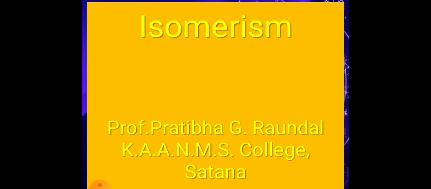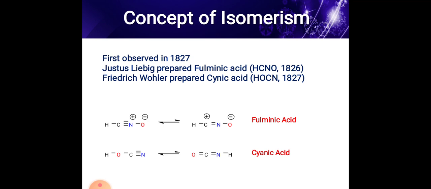Hi friends, today we discuss isomerism. First point is the concept of isomerism. Isomerism was first observed in 1827.